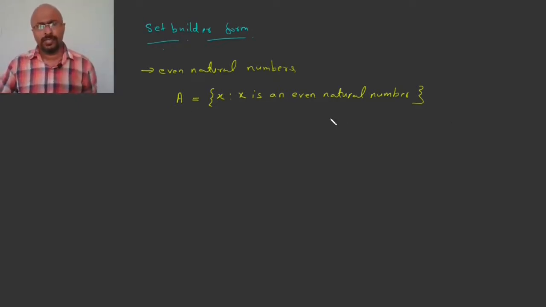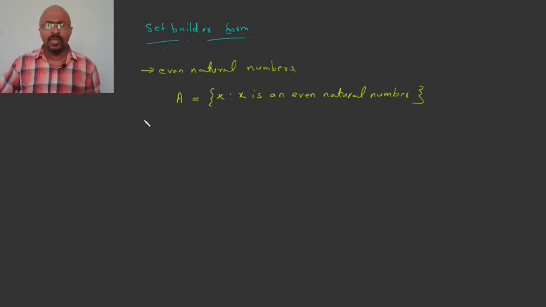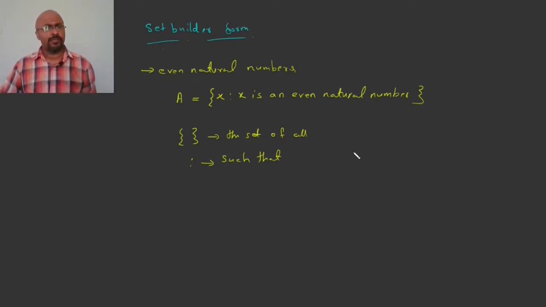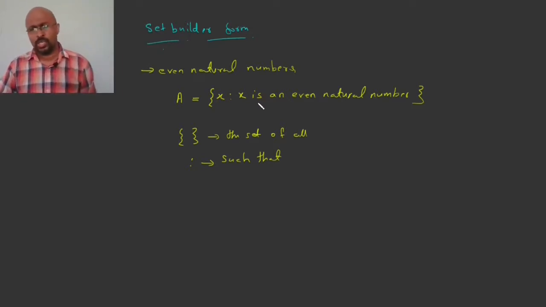Now, how it reads? It reads as the set of all x such that x is an even natural number. That is, the braces are read as the set of all, and the colon is read as such that. So, we can read it as set of all x such that x is an even natural number. So, this way we can represent a set, and it is the set builder form of representation.